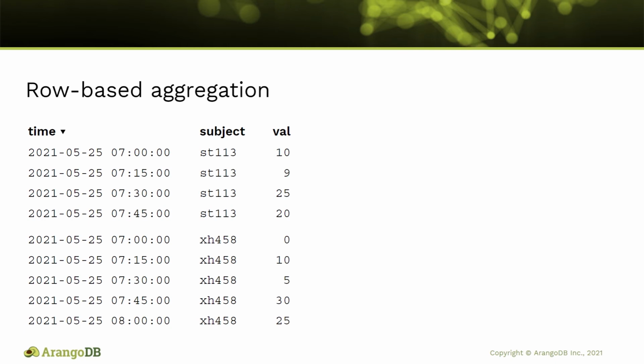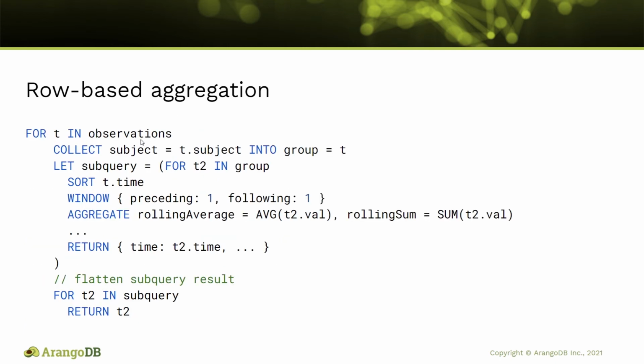So let's take a look at how we can first group by the subject and then do individual aggregations per subject. We iterate over the collection and use collect to group by subject. Then in a subquery, for every group, that is, for each unique subject value, we sort by time, define our window, and aggregate the data. And for every subject, we return a result in the subquery. And outside of the subquery, we flatten its result for convenience.